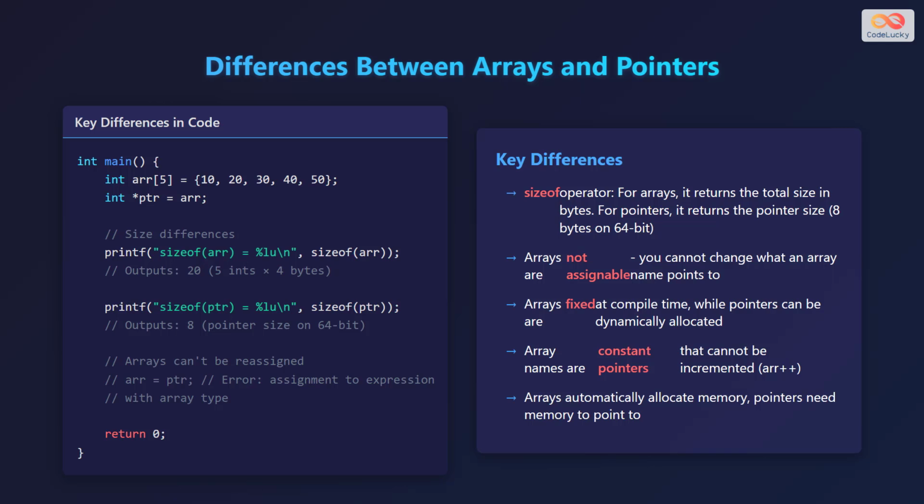Here's a summary of the key differences. The sizeof operator returns the total size in bytes for arrays. For pointers, it returns the pointer size. Arrays are not assignable. You cannot change what an array name points to. Arrays are fixed at compile time, while pointers can be dynamically allocated. Array names are constant pointers that cannot be incremented. Arrays automatically allocate memory. Pointers need memory to point to.